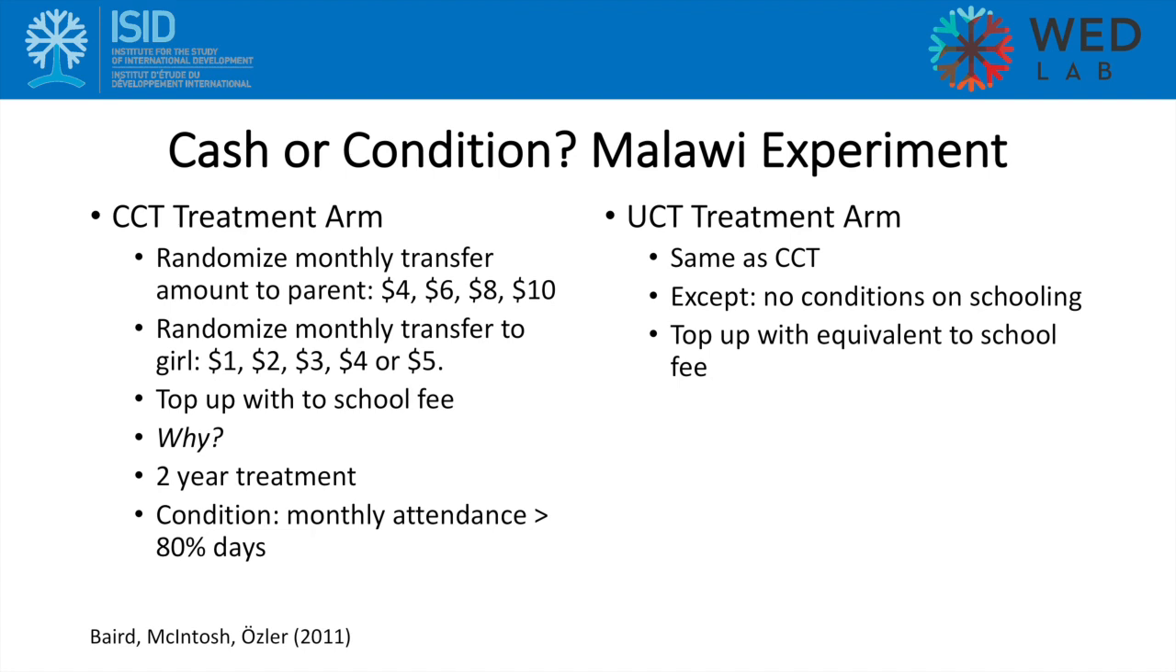And here they do a 2-year treatment, and the condition here is monthly attendance, which is at least 80% of days. The unconditional cash transfer treatment arm is exactly the same as the conditional one, except of course without the conditions. But they also gave the same top-up equivalent to the school fee, right? Because you have to still make these things comparable.